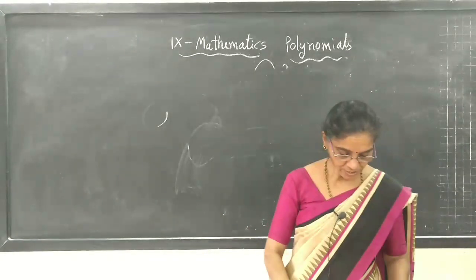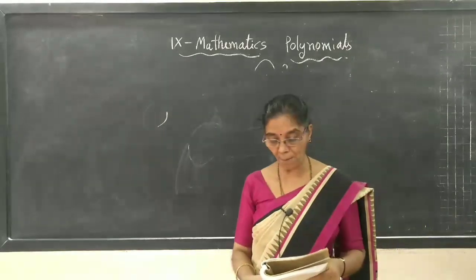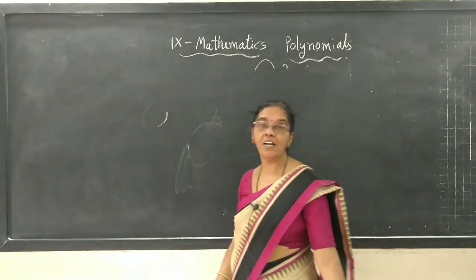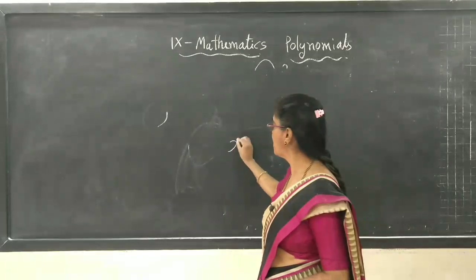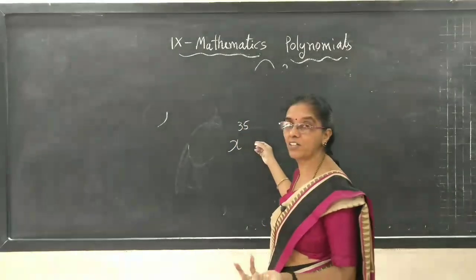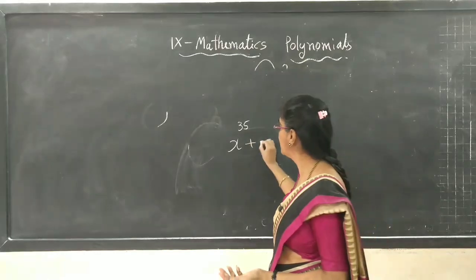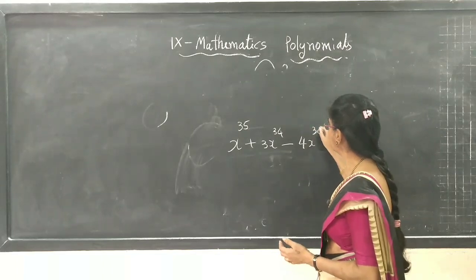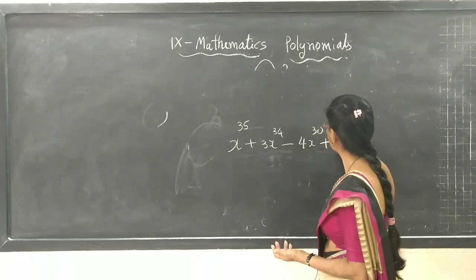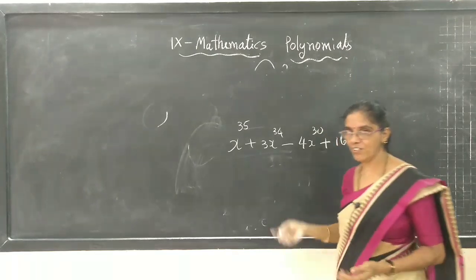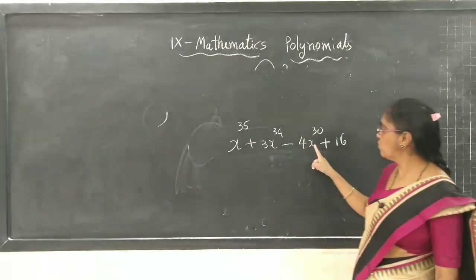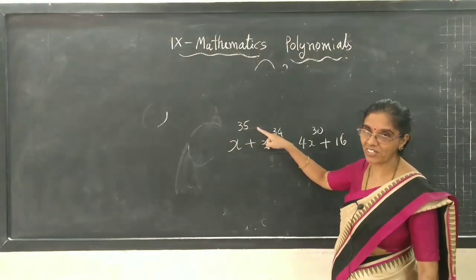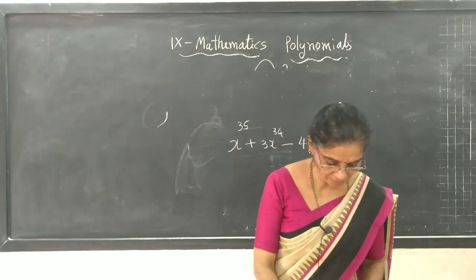Okay. Third one, give an example for a binomial of degree 35. Degree 35 means the power of the variable should be 35. x to the power of 35, then some constant you can use, x to the power of 34, 32, any number you can take here, or x to the power of 30, or lastly I will take the constant. Now if you see here, the variable is only x and the highest power is 35, so the degree is 35.